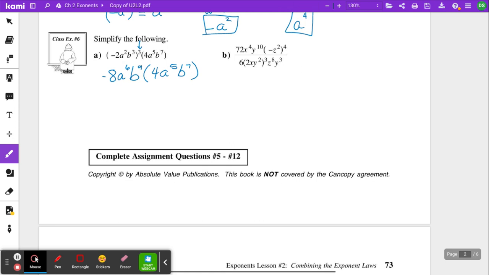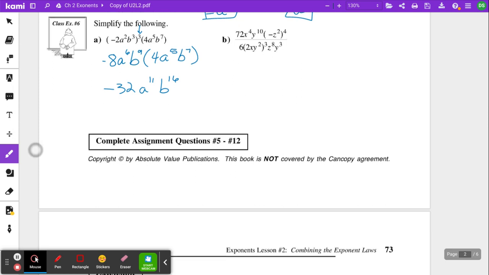Now, the object of this game is to multiply that all together. So -8 times 4 is -32. A to the 11, and B to the 16, because they are individual bases. And if the bases are the same, I'm going to keep the base and add the exponents together. All in favor? Okay, one more, and then I think I'm done.